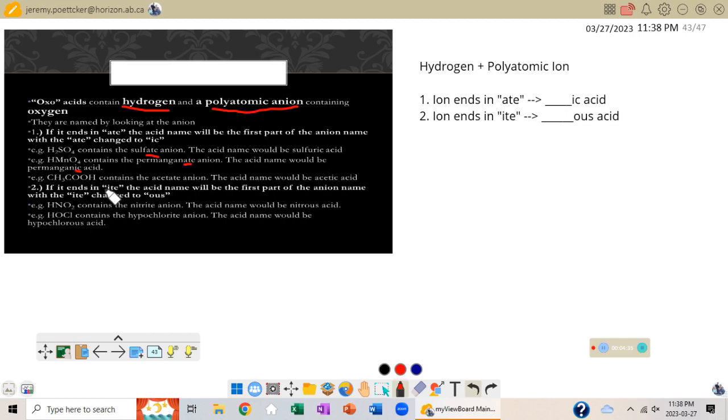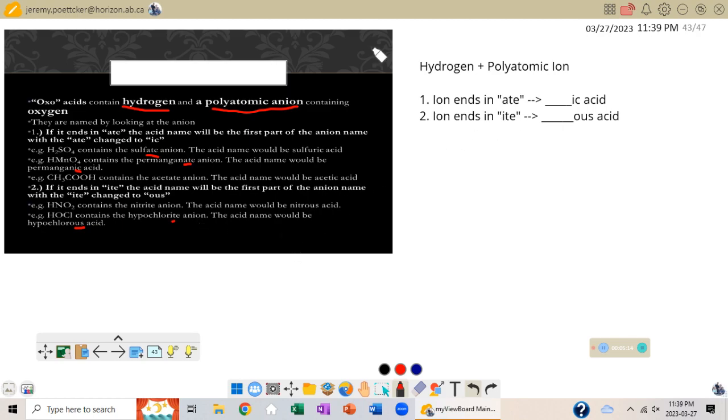All right, what if it contains the ending ite? Well, if it has the ending ite, the acid name will be the first part of the anion name with the ite changed to ous. HNO2 contains the nitrite anion. Acid name then with the ite changes to ous, becomes nitrous acid. HOCl contains the hypochlorite anion. Acid name then would be hypochlorous acid. So the ite changes to ous. Lovely. And then acid at the end.